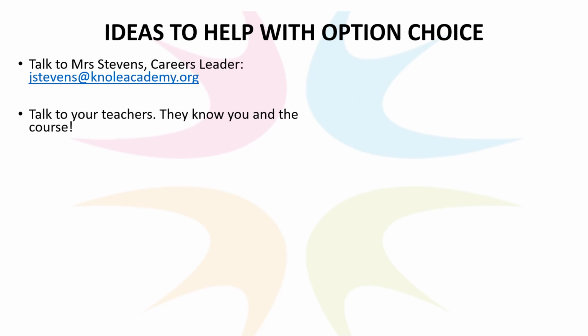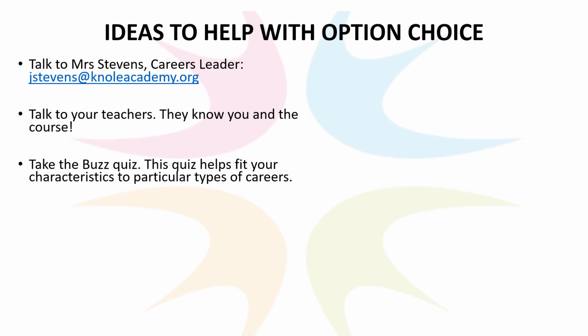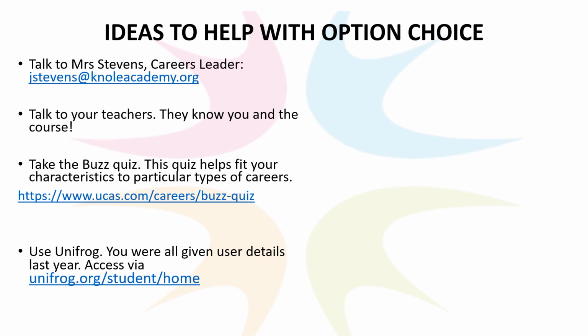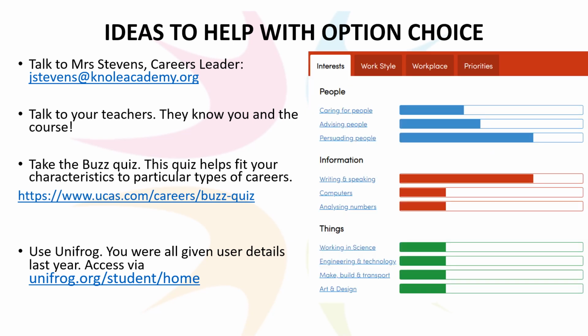They are best placed to tell you about their individual subjects and whether you would enjoy them and be able to cope with the demands of the course. There are also lots of online quizzes that can help you match your personality type and preferences to particular careers. I like this Buzz one, which I've given you here, but there are loads more available. And the Academy also subscribes to Unifrog, which is an online careers platform. And this has a huge amount of information about subjects and careers. If you can't remember your individual logins, see me or Mrs. Stevens.